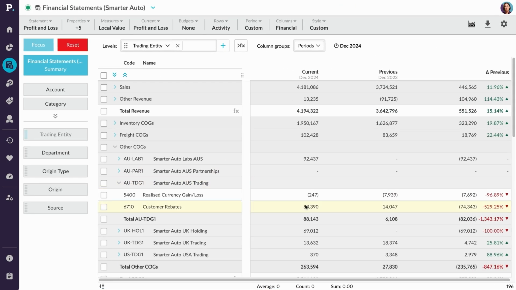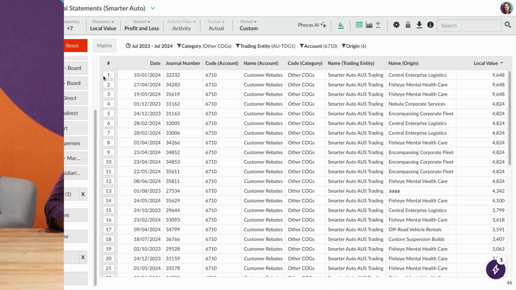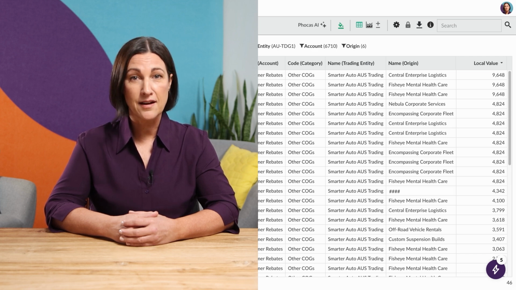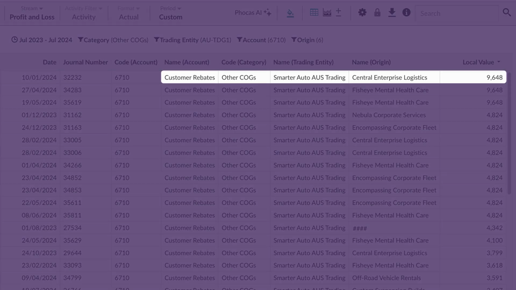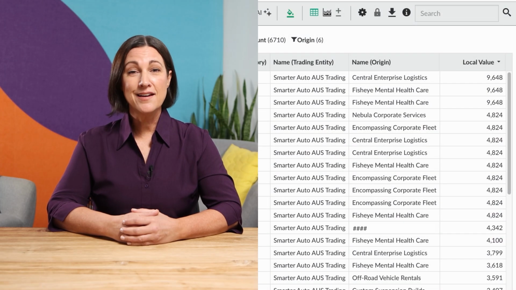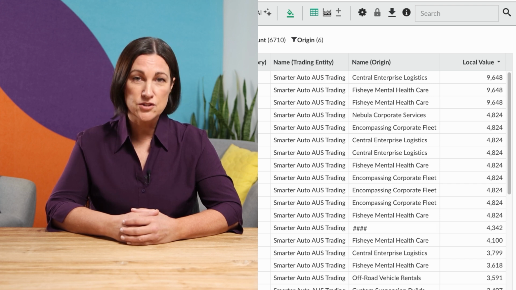With the AU Trading Company, I can repeat the same process to uncover why our rebates are so high. There might be customers who we are over-incentivizing, but I don't have to assume because I can easily access the underlying data. Looking at this list, I can see that there might be over-incentivizing occurring for customers such as Central Enterprise Logistics. I can also see where rebates have been given when there is no customer identified. Once again, the data has now provided me with the information I need to begin conversations around these issues.